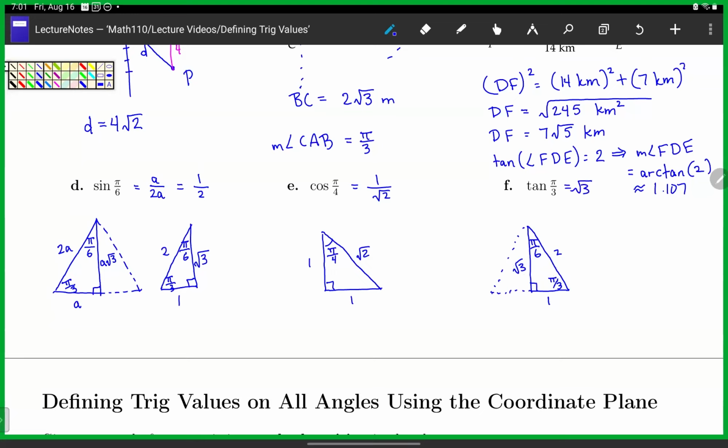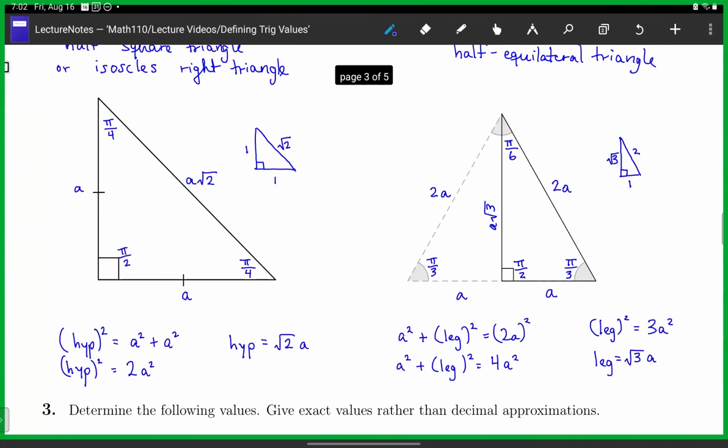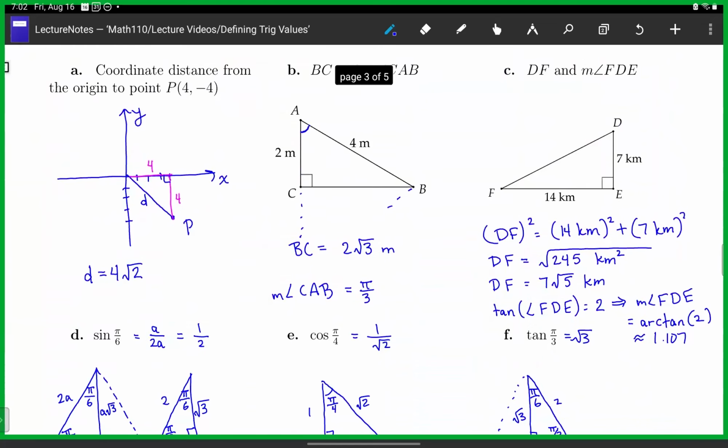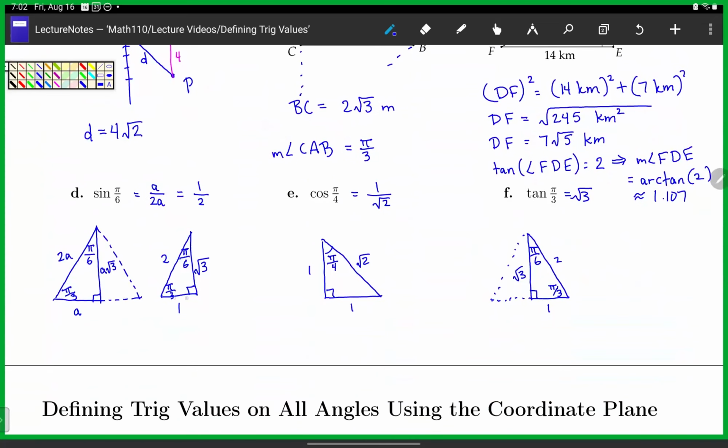Okay. You should not memorize the trig values on these types of fractions of pi. You should remember these two special triangles and what their side length ratios are. You should be able to build them from scratch with the understanding of what's going on, okay? At some point, it'll be quick enough so that you can just draw this quick reference triangle with the three side lengths and be able to calculate all of your trig values.